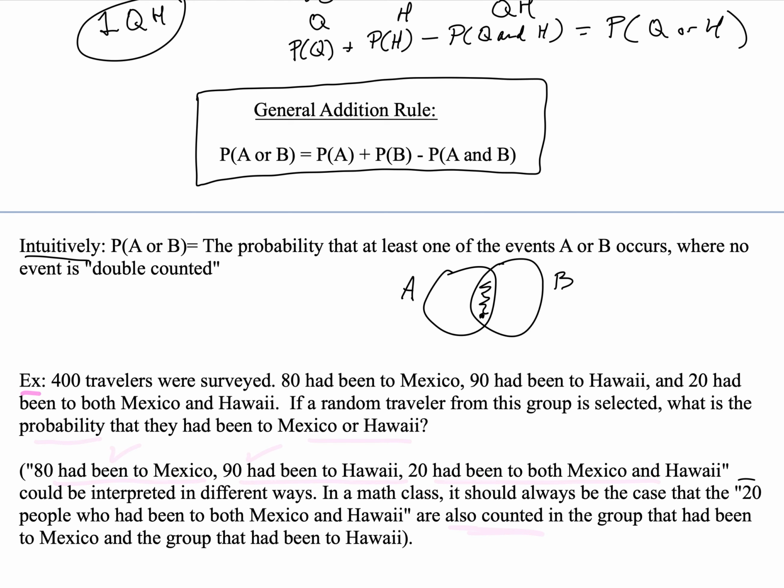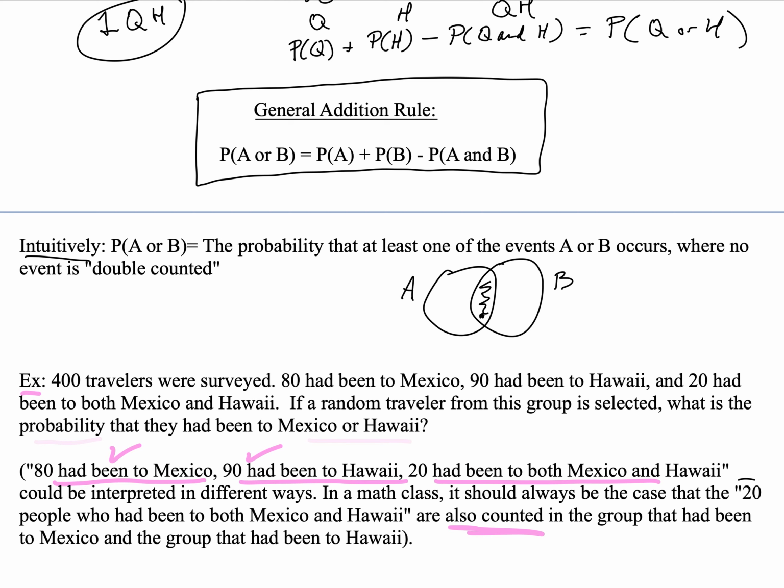non-specific, but in math, when we see something like the above, 80 had been to Mexico, 90 had been to Hawaii, and 20 to both, it will always mean that the 20 people who'd been to both Mexico and Hawaii are also counted in that original group. So in math, it's: has that person been to Mexico? Yes. If they've been to both Mexico and Hawaii, we would count them in the group of people who had been to Mexico. So the 80 people who've been to Mexico includes the 20 who've been to both. The 90 people who've been to Hawaii also includes the 20 people who've been to both Mexico and Hawaii.